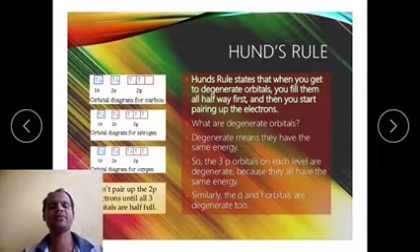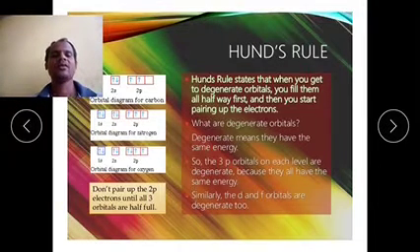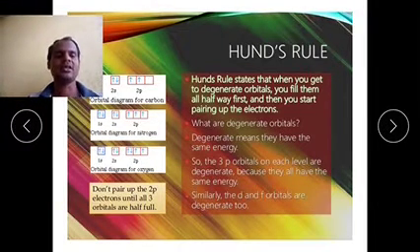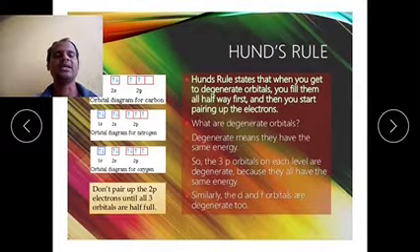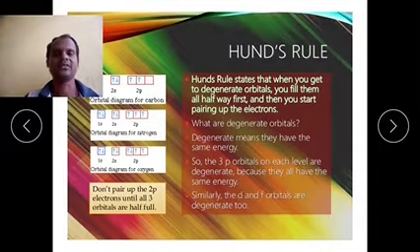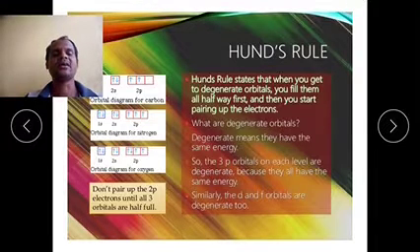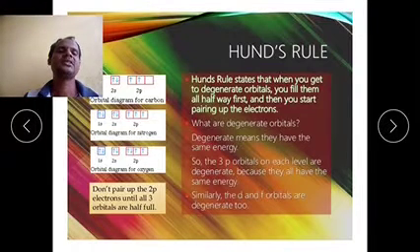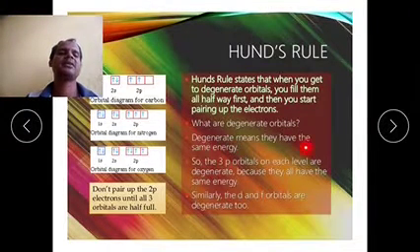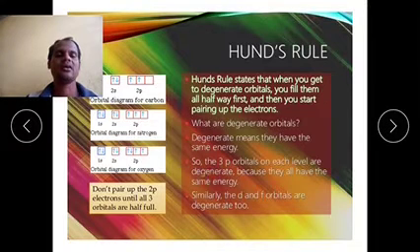This rule can simply be defined as: electrons do not pair up in degenerate orbitals until each degenerate orbital is filled with one electron. What are degenerate orbitals? Degenerate orbitals means orbitals having the same energy.